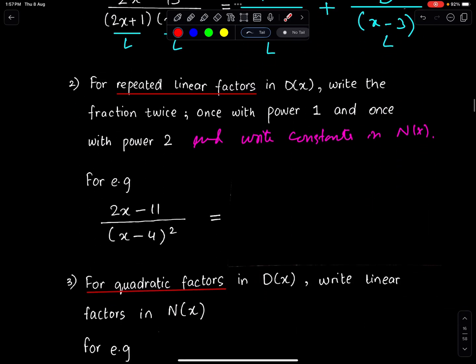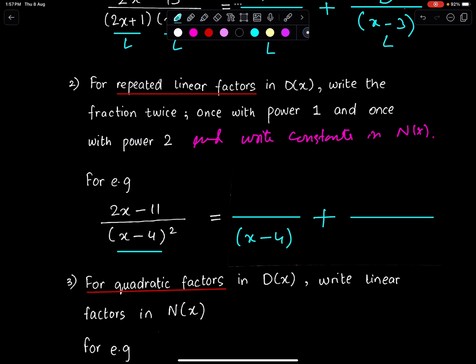Number 2. For repeated linear factors in denominator, write the fraction twice, once with power 1 and once with power 2, and write constant in their numerator. Let's understand this concept with the help of this example. We make two fractions for repeated linear factor. We write repeated linear factor twice, once with power 1 and once with power 2. And since both factors are linear, so we need to write constants in their numerator. This is rule number 2.